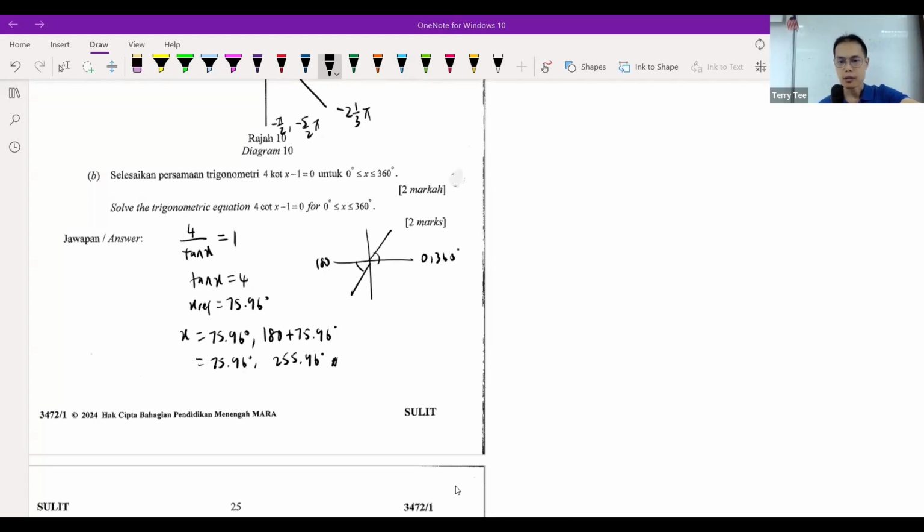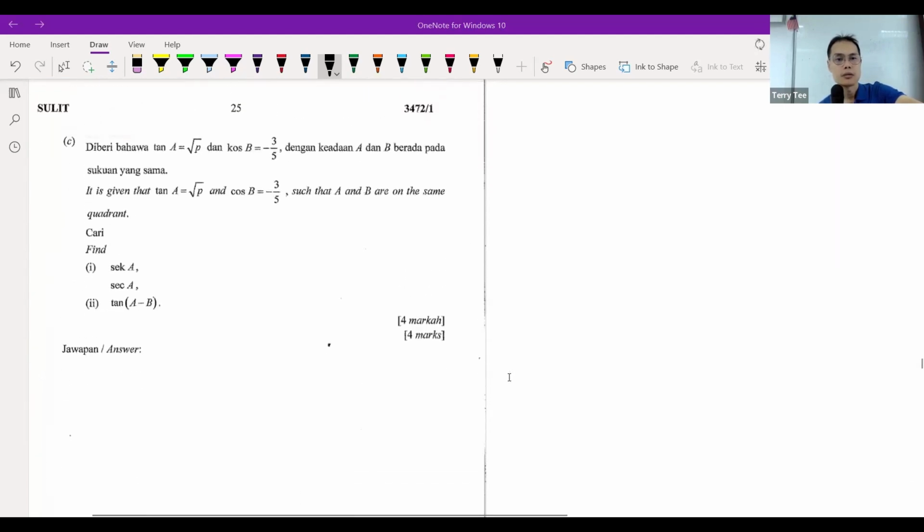All right. Now let's keep going. Next. This one involves two angles. Okay. So the first one, you're given tangent A equals square root P, cos B is -3/5, such that A and B are in the same quadrant. So if both of them are in the same quadrant, let me draw it here. They both must be in quadrant 3.